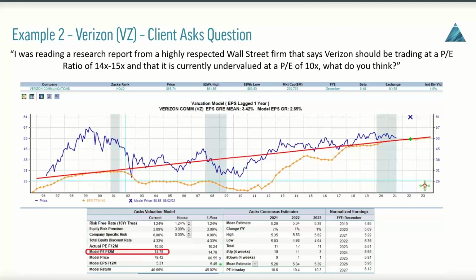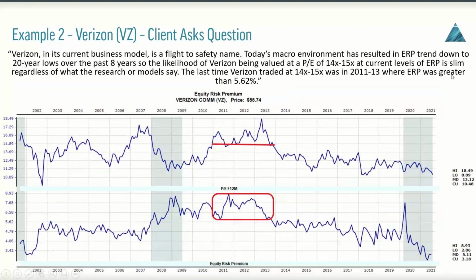So if you're doing this and you're reading a research report from a highly respected Wall Street firm that says Verizon should be trading at a PE ratio of roughly 14 to 15 times, and we see here that its actual PE is about a 10.5. Is it undervalued? And the question here is, what do you think?